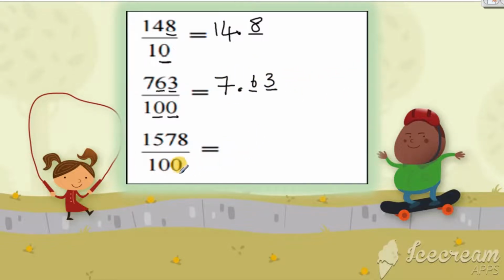Okay, here how many zeros do I have? I have only two zeros, so I'm going to put the decimal point, and then 1, 2, two places. The first two numbers here, 7 and 8, and the whole number is 15. So 15.78.